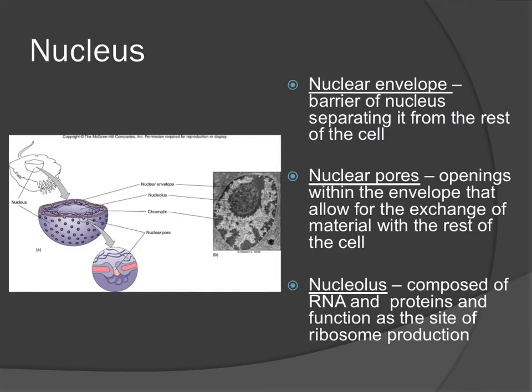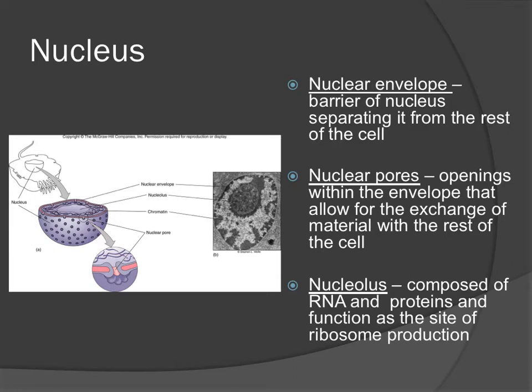So you have also the nuclear envelope, and keep in mind your nucleus is known as our cell's control center. Your nuclear envelope is a barrier of the nucleus separating it from the rest of the cell. That's very similar to the cell's actual plasma membrane because it is a barrier separating it from the rest of the cell. It surrounds the nucleus, and it also has a double membrane with multiple pores. You have the nuclear pores, which are openings within the envelope that allow for the exchange of material with the rest of the cell.